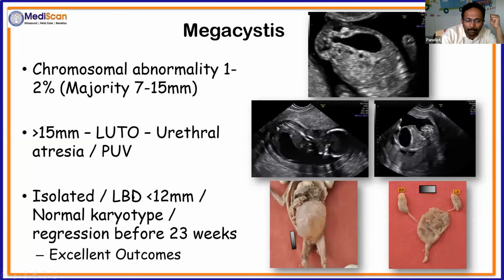So what are the numbers we need to remember? Less than 7 mm, okay. 7 to 15 mm, 1 to 2% chance of chromosomal abnormality. More than 15 mm, higher chance of urinary tract obstruction. Babies which are isolated, bladder diameter of less than 12 mm, and when you offer a karyotype, it is normal, and those that regress before 23 weeks, they have definitely excellent outcomes.